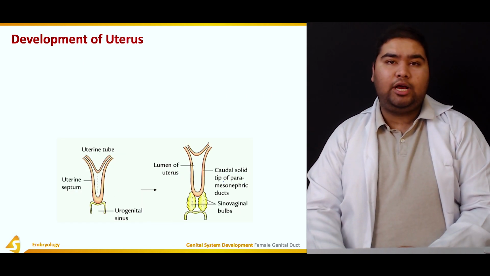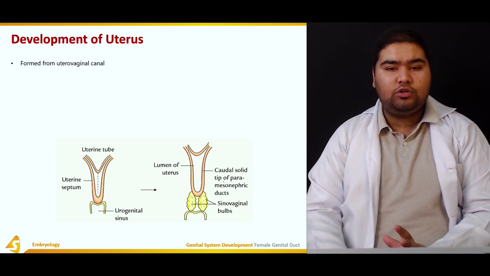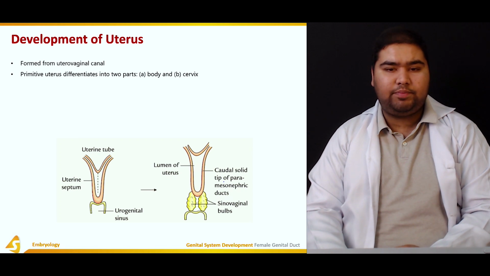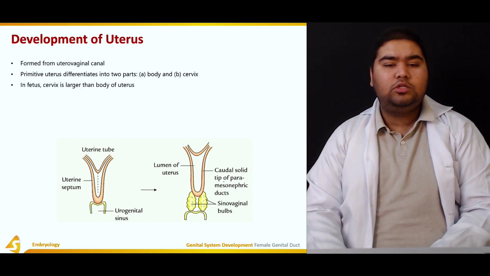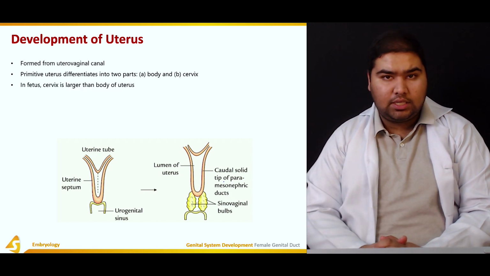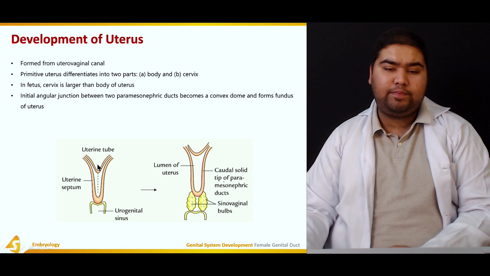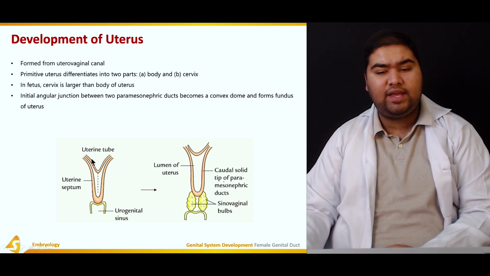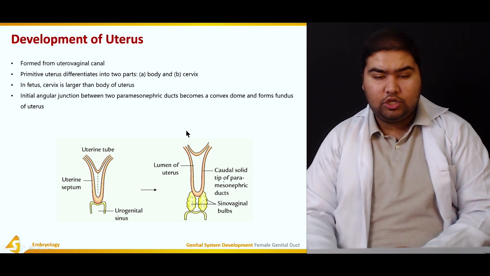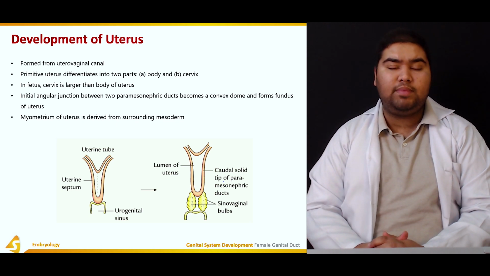Moving on, now we'll see how the development of the uterus takes place. So a uterovaginal canal has been formed. The primitive uterus now differentiates into two parts, a body and a cervix. In the fetus, the cervix is usually larger than the body of the uterus. Now the initial angular junction between the two paramesonephric ducts forms a convex dome. Here you can see a convex dome has been formed and forms the fundus of the uterus. So the myometrium is derived from the surrounding mesoderm.